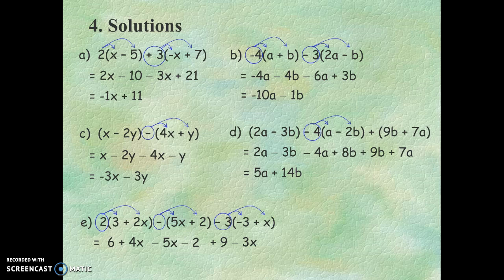Let's group the like terms together. We have a 4x, negative 5x, and a 3x, which is going to give us negative 8 plus 4 is negative 4x, and the 6, negative 2, and the 9 is going to give me 13.